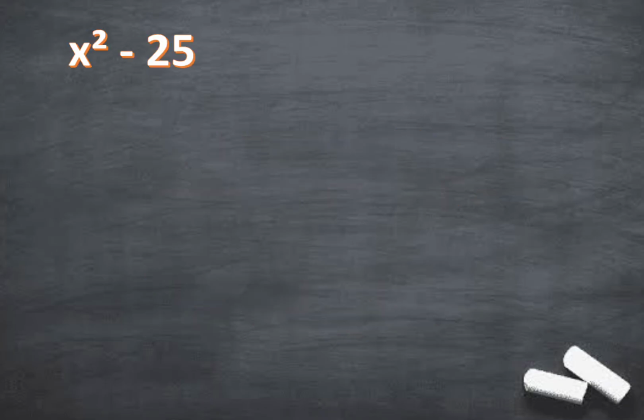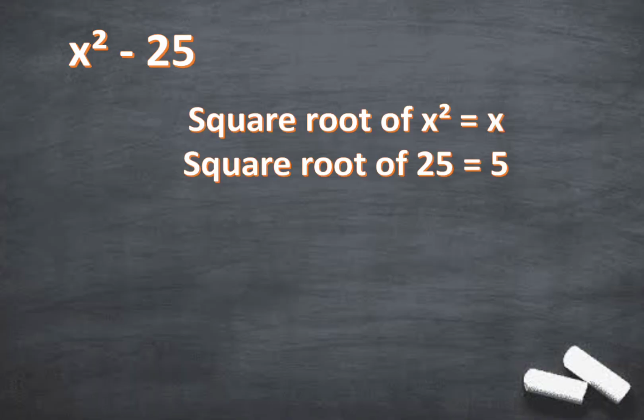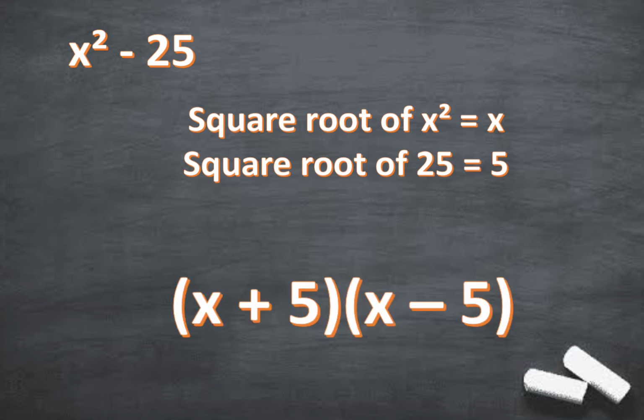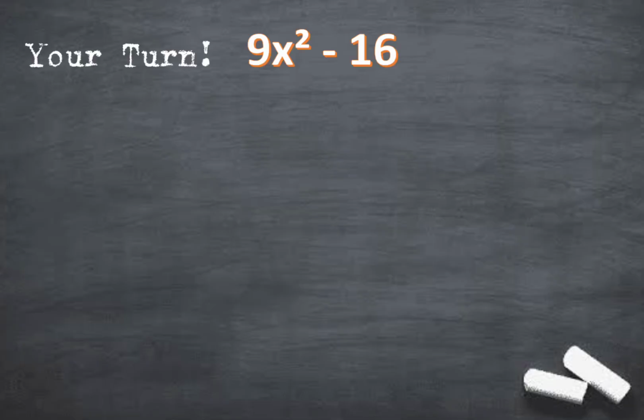Let's have another example. Factor x squared minus 25. Number 1. Both terms are perfect squares. The square root of x squared is x, and the square root of 25 is 5. Number 2, we write the factored form. So we have x plus 5 multiplied to x minus 5. Now it's your turn. Factor 9x squared minus 16.